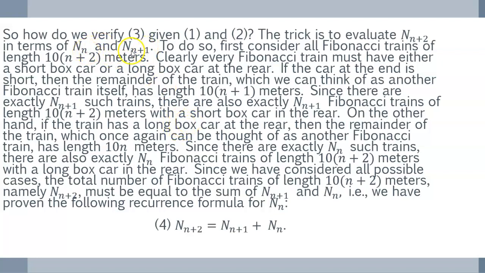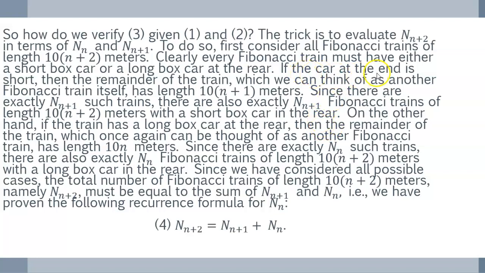Because we already have formulas for these, that'll give us a formula for this if we can find a relation. So to do this, let's consider first all Fibonacci trains of length 10n plus 2 meters, and that by definition is capital N sub n plus 2, the total number. Clearly every chain of any length has to have either a short or a long boxcar at the rear. That's pretty obvious because those are the only two types of cars that are available. So let's consider each case in turn.